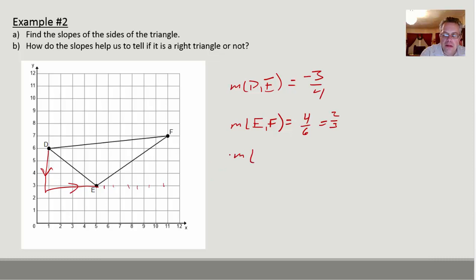And again, let's find the slope of DF. So we go 1, 2, 3, 4, 5, 6, 7, 8, 9, 10 over and 1 up.